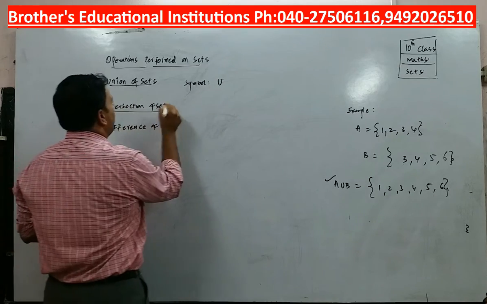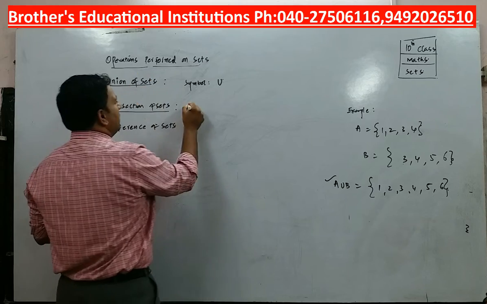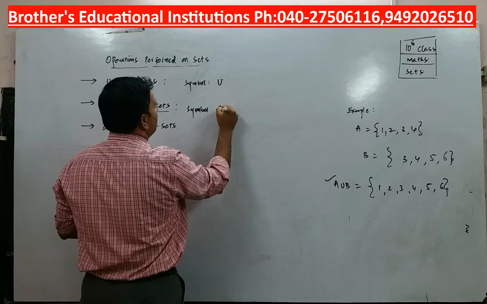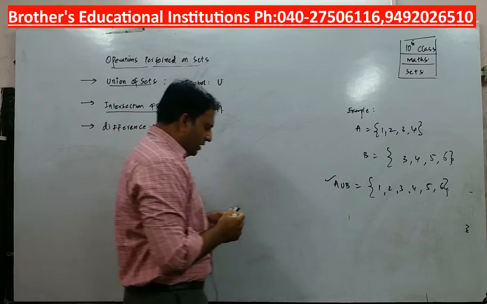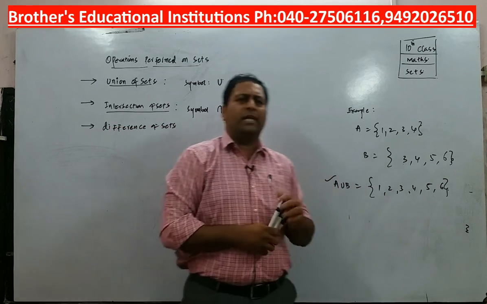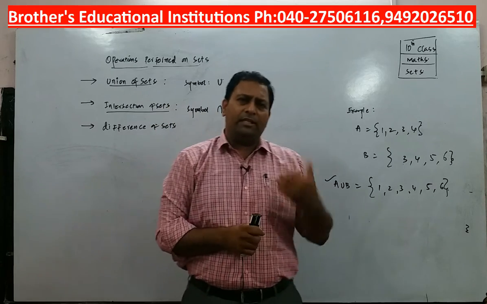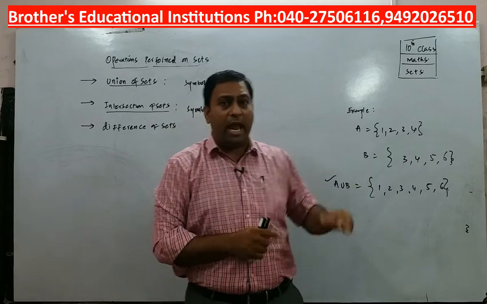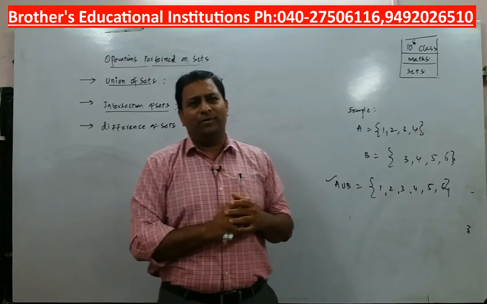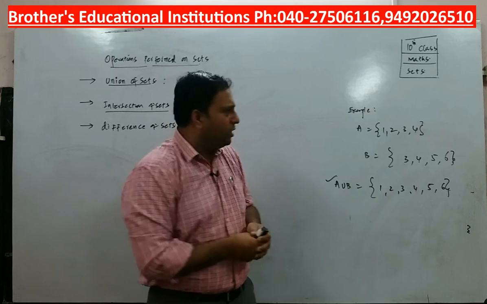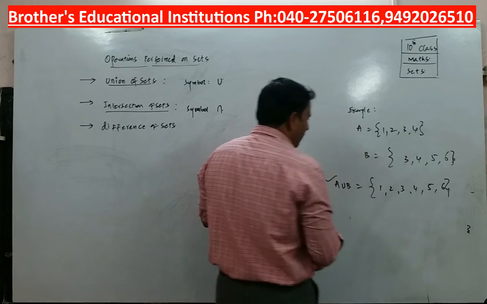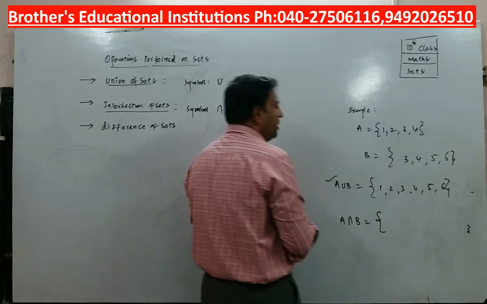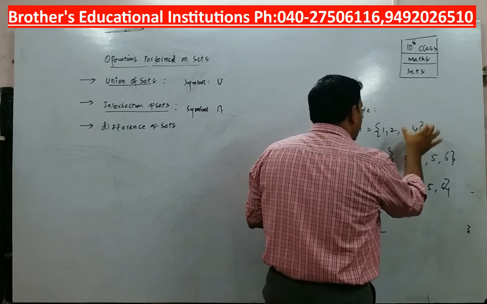Now intersection of sets. What is intersection of sets? The symbol used here is reverse. And what is the definition for intersection of sets? The intersection of two sets A and B is defined as the set of elements which are present in A and in B. So for the same problem, if I ask you to find A intersection B, I have to write the elements which are in A, but they should also be in B.